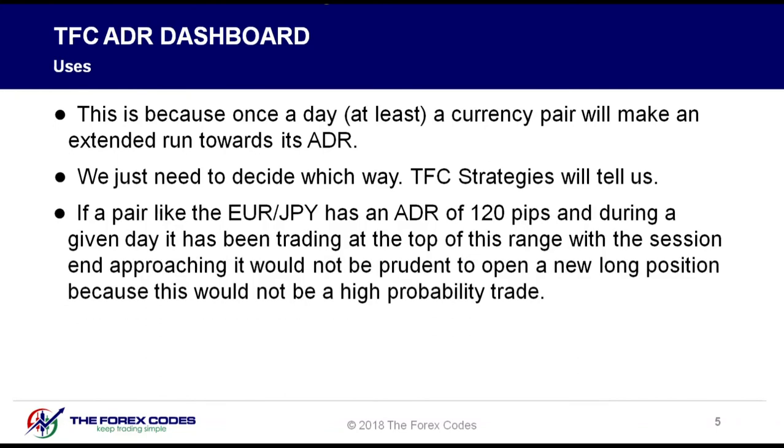So, for the sake of repeating myself, let's say a pair like the Euro Yen has an ADR of 120 pips, and during a given day it's been trading at the top of its range, so it's already gone 120 or close to it. With the session end approaching, it would not be prudent to open a long position, because this would not be a high probability trade because it's already covered its range. You're asking for something that isn't there. Could it be successful? Yeah, but most of the times it's not going to be.